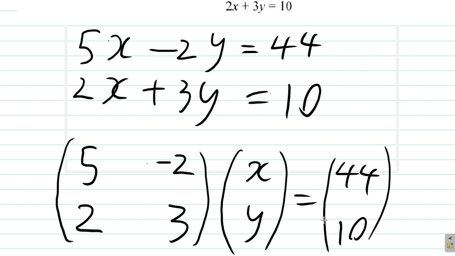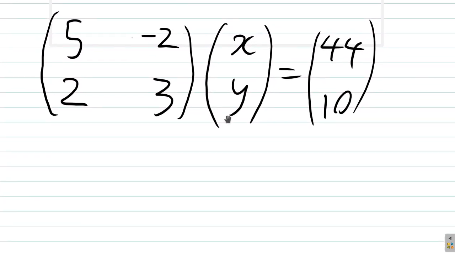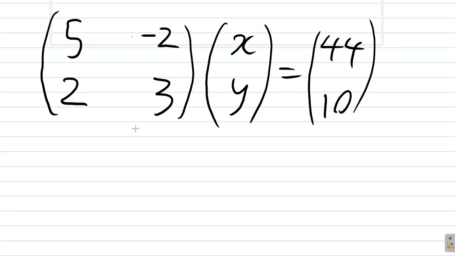Notice 5 times x gives you 5x, negative 2 times y gives you negative 2y, and that is equal to 44. See that? Then 2x plus 3y equals 10. Alright? Now, the idea here is that you want x, y.